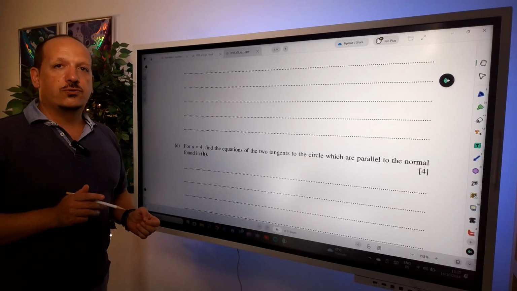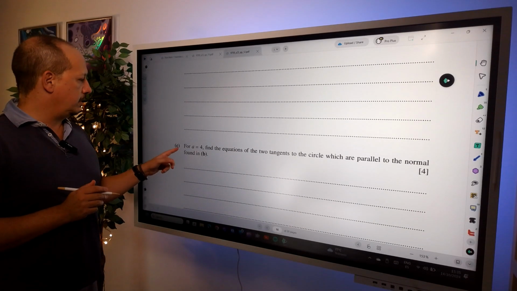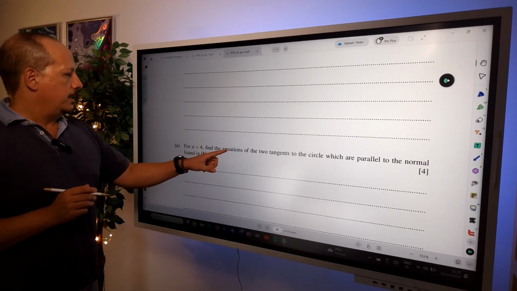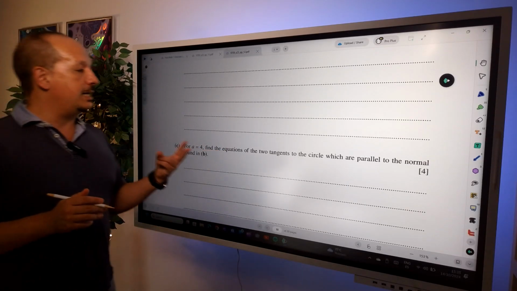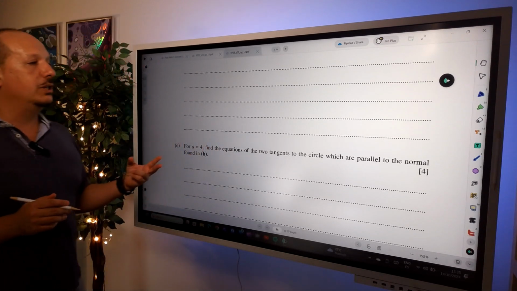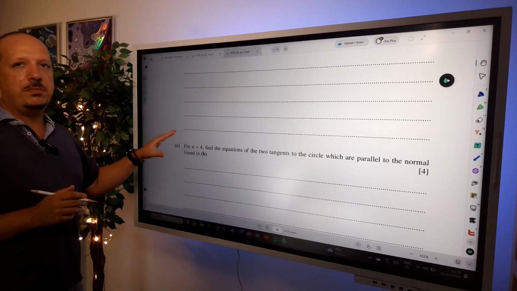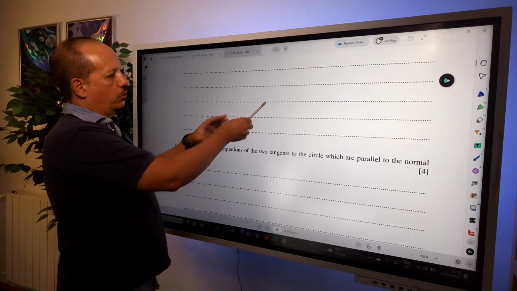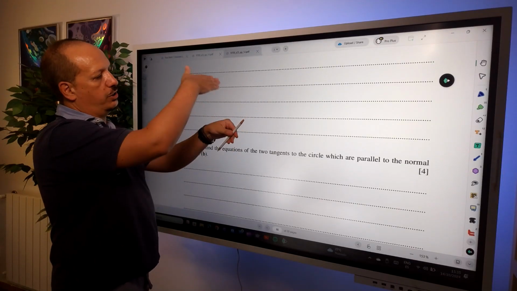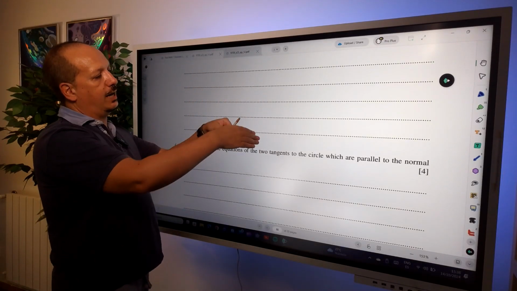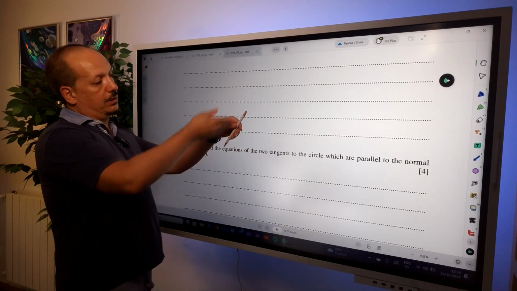For A equals 4, again, this is for the next sub-question. Find the equations of the two tangents to the circle which are parallel to the normal found in B. Now you found the equation of a normal, and you want the equations now of the two tangents that are parallel to the normal.